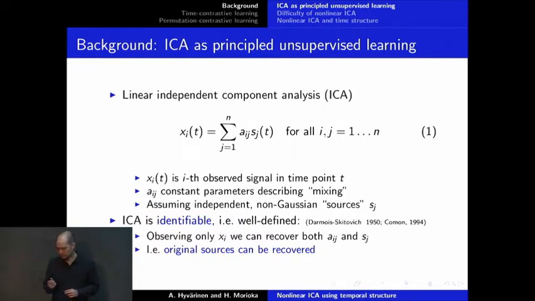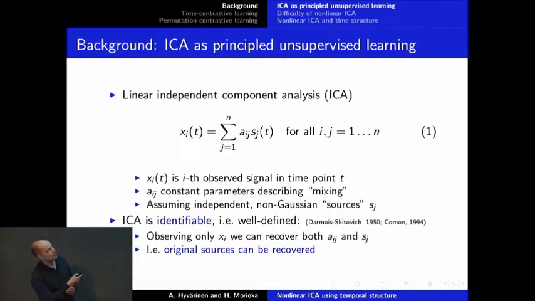So now going back a little bit in history, ICA in the linear sense is basically what I would call a case of principled unsupervised learning. Here's the basic definition, rather well known, of linear ICA. We have observed variables x_i(t), where t is the time or some other sample index, and they are modeled by a linear superposition of certain latent variables s_j, where the number of these latent variables is typically assumed to be equal to the number of observed variables.